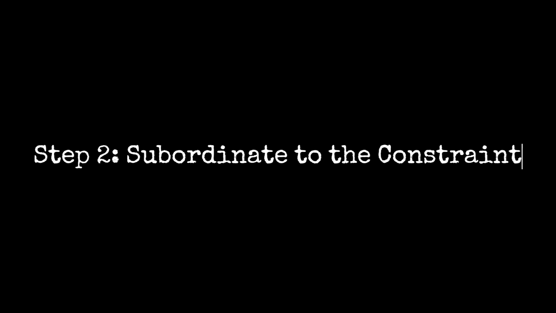Step 2 is to subordinate everything else to the constraint. And you might need a second because this one's kind of counterintuitive, but hear me out. You want to slow down the non-constraints. If QA can only test 3 user stories per sprint, the developers shouldn't be finishing 10. This just creates a pileup and all this context switching chaos because developers aren't going to sit idle. They're going to be picking up other items or sitting on their hands.